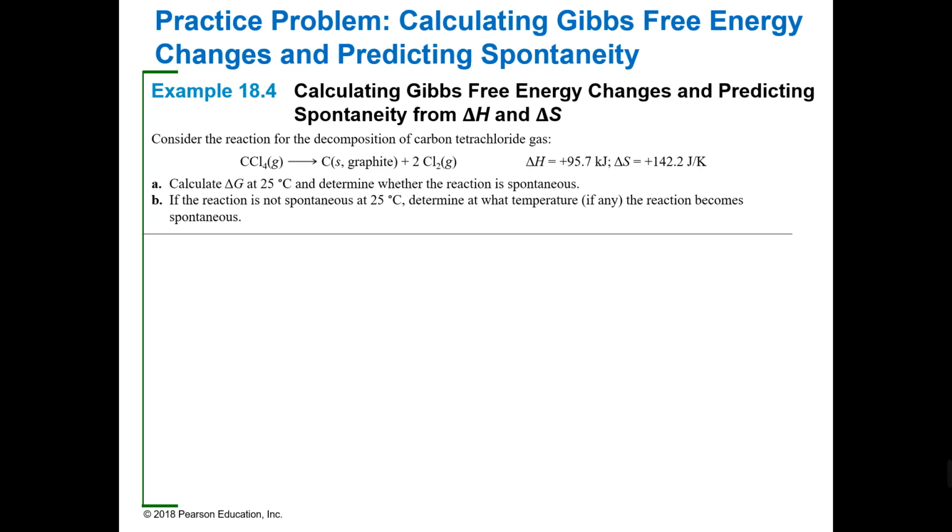So here's just an example of calculating using Gibbs free energy. What you're given here is a reaction. You are both given the delta H and the delta S. Now, sometimes you will have to calculate the delta S and the delta H. Sometimes it'll be given to you. You're never expected to memorize what they are. You're either going to have to solve for one or it's going to be given to you like in this example. So the first thing it asks you to do is calculate delta G at 25 degrees Celsius and determine if it's going to be spontaneous.